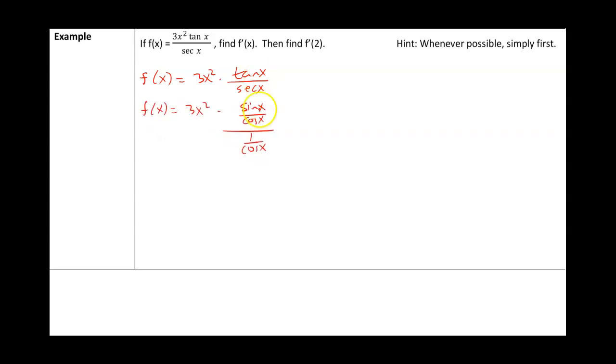We know that tan x is sine over cosine. We know that secant of x is equal to 1 over cosine. We also know that you can't divide by a fraction, so instead we're going to multiply by the reciprocal of the fraction, which is cos x over 1. Okay, now the cos x's cancel out, and we're left with just simply 3x squared times sine x. So that's a lot easier to simplify than our original term, which is why we always simplify first.